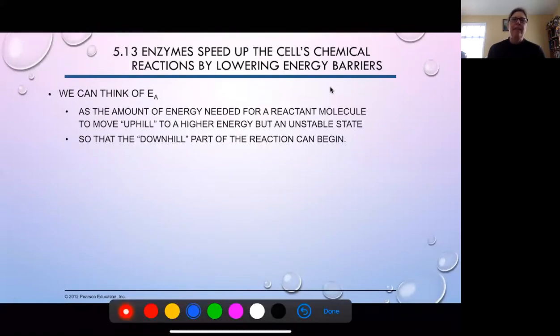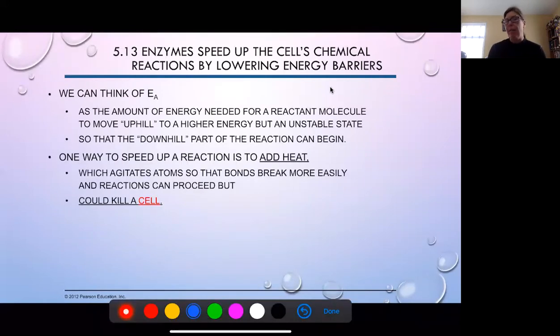So we can think of the activation energy again as that energy that we need to make that molecule unstable. It's kind of like sitting on the top of a hill on your bike. You're not going to just go down the hill. You've got to push off, right? That little push to get you over the crest. And once you're over the crest, then you're good. But you've got to put that extra energy in.